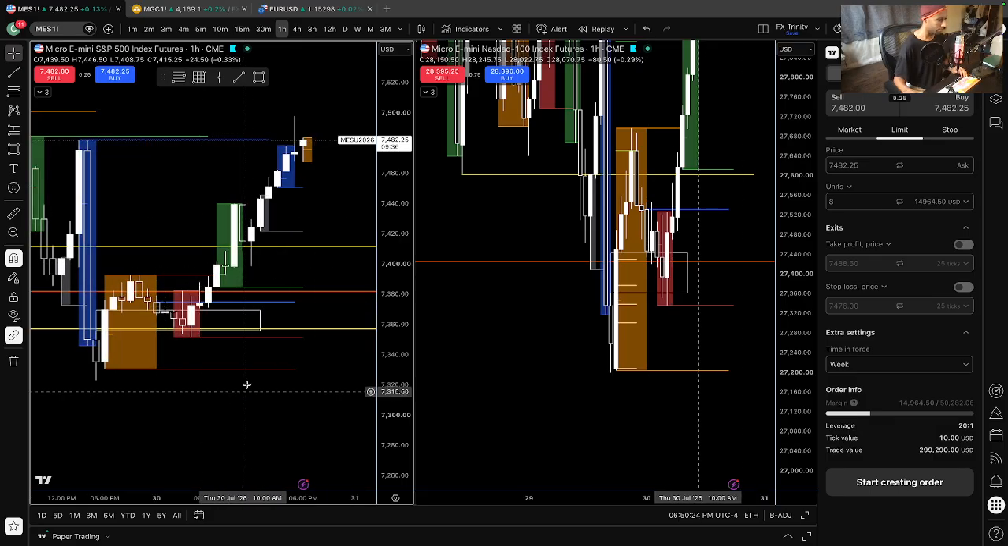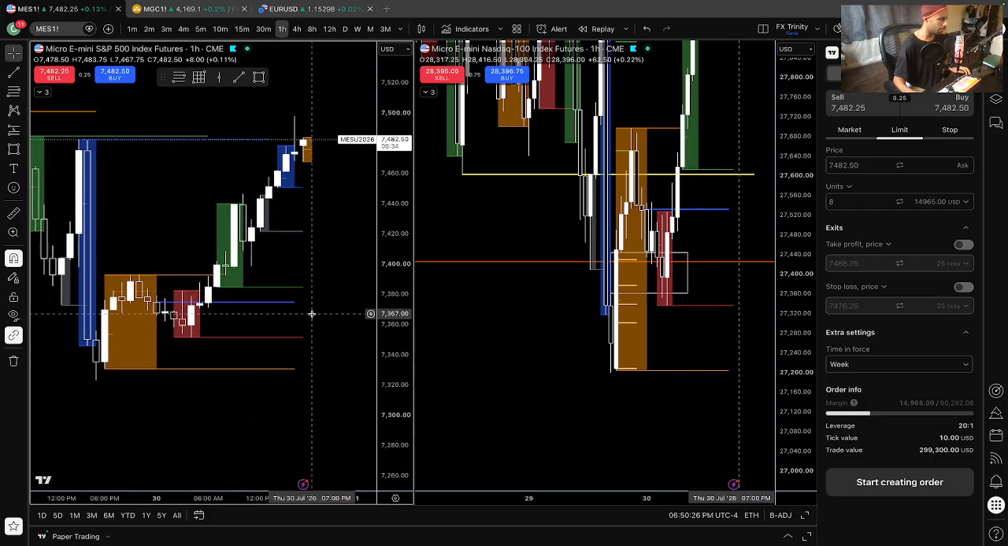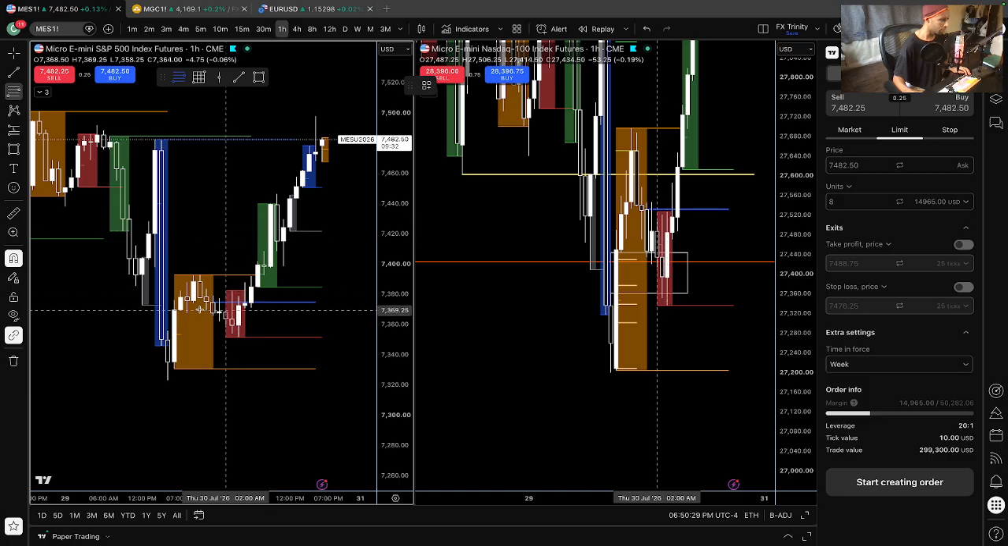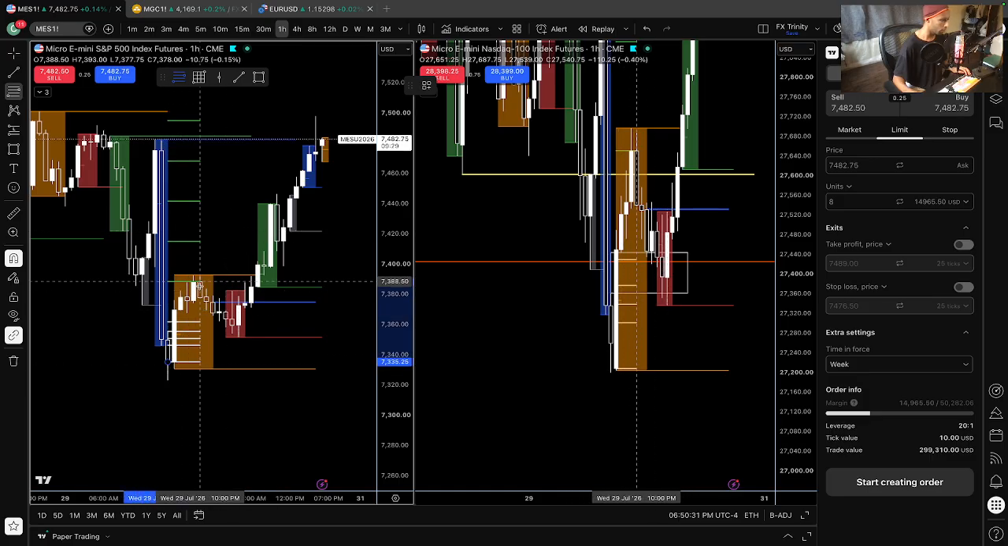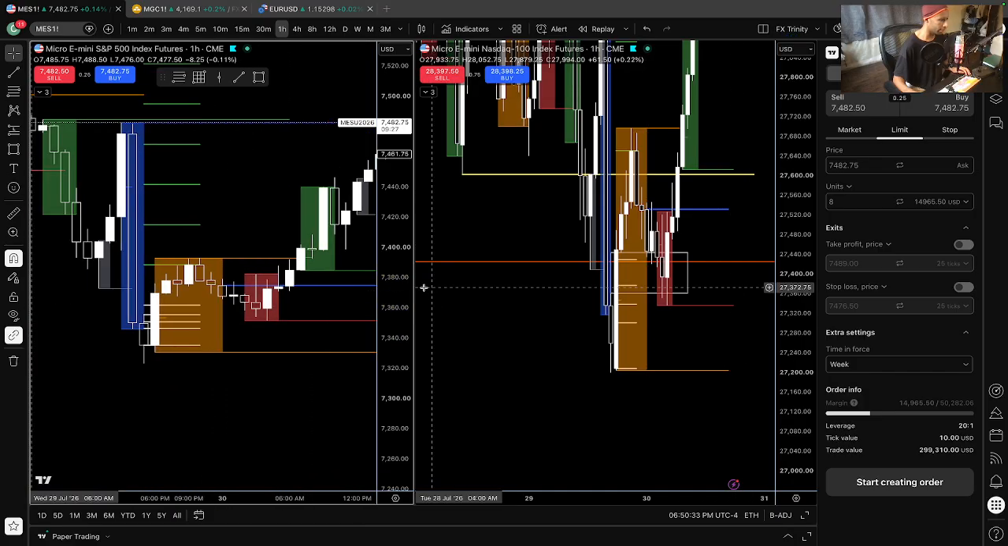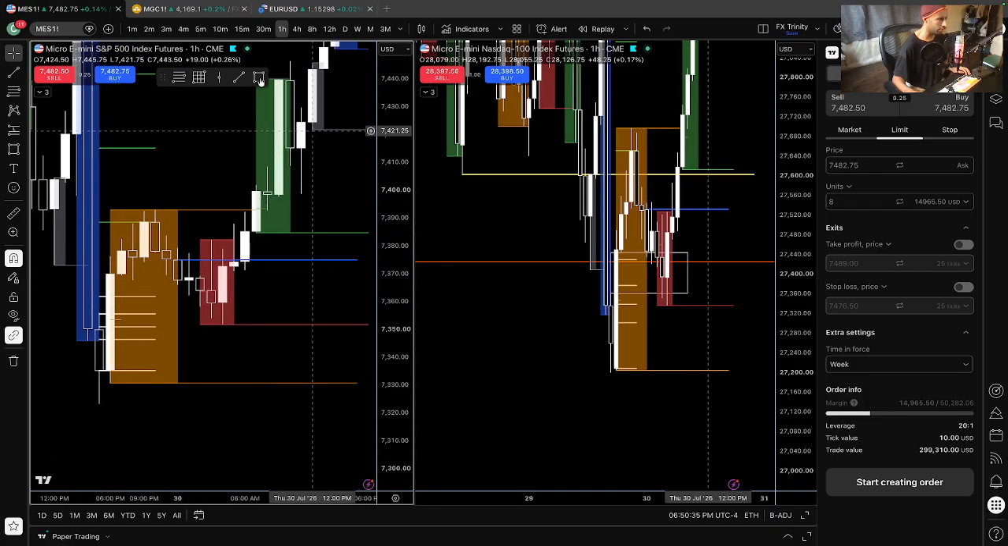Alright, so let's just go ahead and clean this up a little bit. So yeah, more bullish order flow that corresponds with the daily bullish order flow, the weekly SMT bullish order.